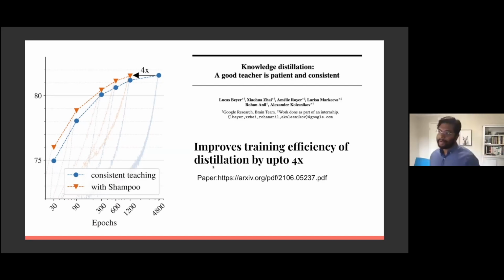So in this paper, we actually use Shampoo to get about a 4x reduction in training time to get ResNet 50 to the same accuracy. This ResNet 50 gets to about 82.8% accuracy, and you can read about it in this paper.